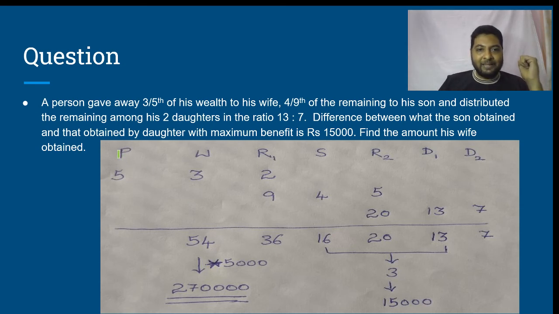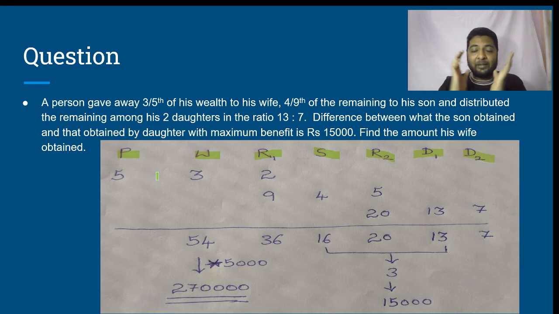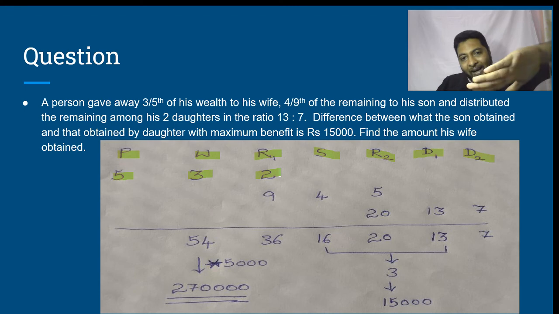Let us say person, wife, remaining, son, remaining, daughter 1, daughter 2. A person gave away 3/5 of his wealth. I don't want to use fraction. So let us say the person had wealth in 5 suitcases. Why 5 suitcases? Because I want to avoid fraction. If the person had his wealth in 5 suitcases, how many suitcases will he give his wife? 3 suitcases. How many suitcases are left? 2 suitcases.